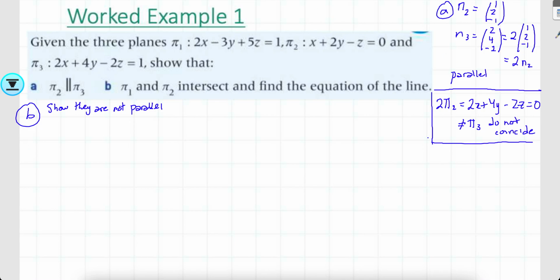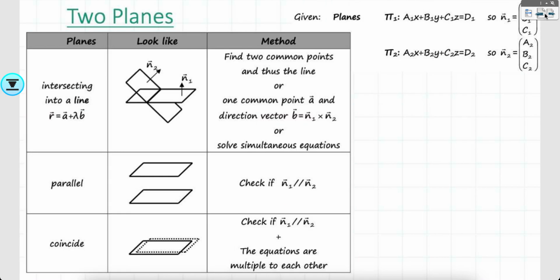So remember, the different ways you can solve this is you find two common points and then you can find the line, or you have one common point and then you find the direction vector. We can find the direction vector, but finding a common point is a bit tricky since you don't know where to start with a common point in both planes. There are infinitely many points on both planes, so it's a bit hard to get to the right one.